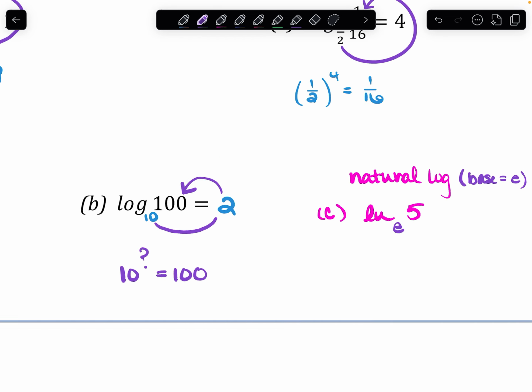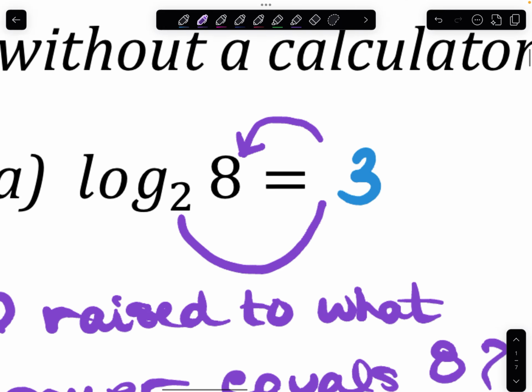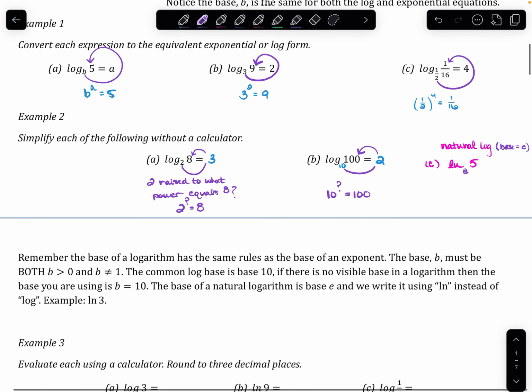A log with no base written in, the default is 10. If it's anything besides 10, it'll be like the first one here; you'll see a number written there. All right, and then there's your little reminder. Common log is discussed here, base 10. Natural log is discussed here, base e. Any others, you'll see it.